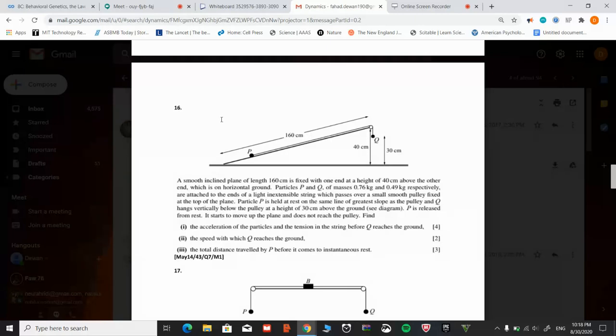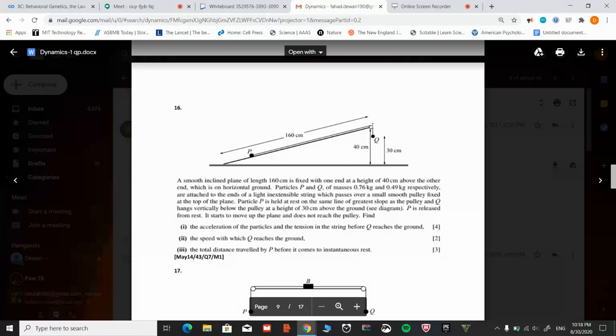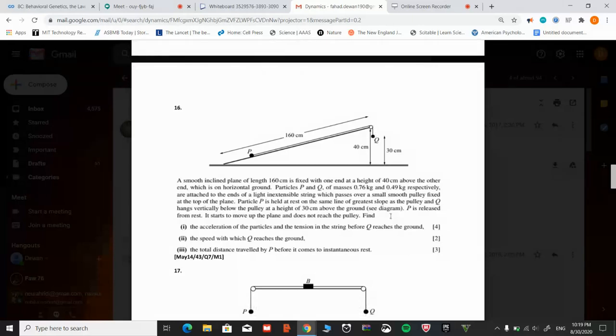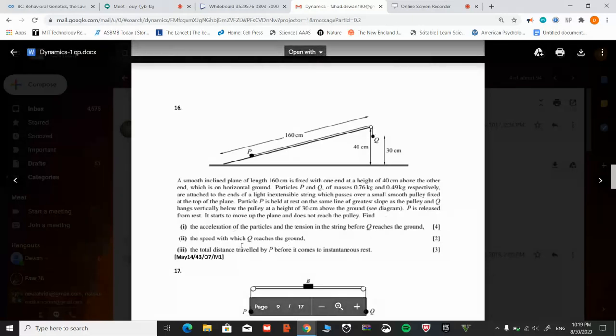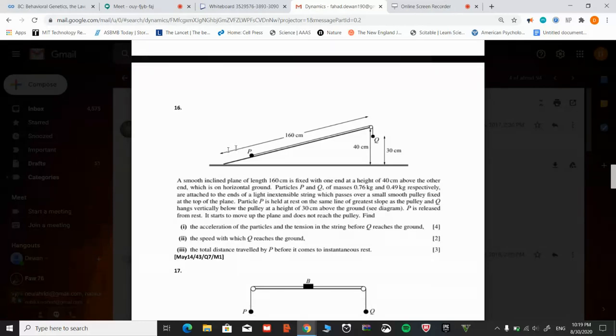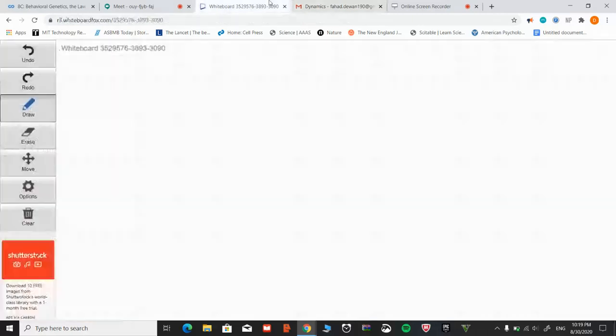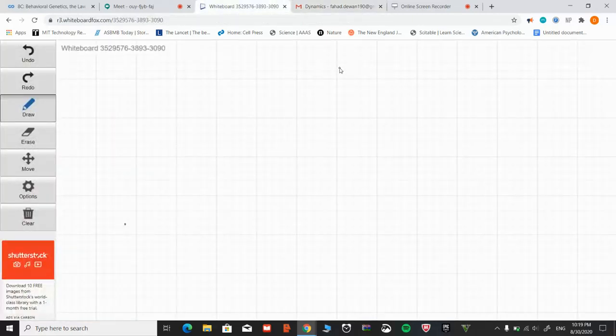So you need to keep in mind the forces at play, and how pulleys work. Those will be needed to complete these questions. So let's start with the first question. Find the acceleration of the particles and the tension in the string right before Q reaches the ground, meaning when everything is taut. So let me draw the pulley.